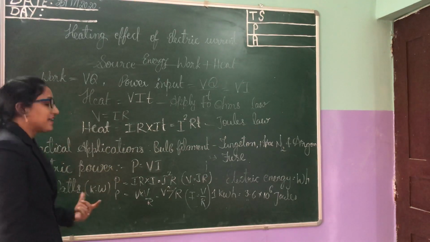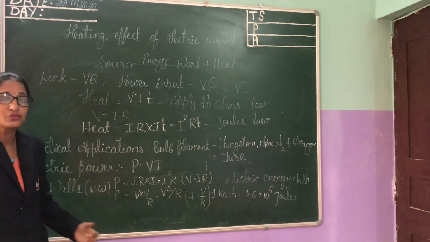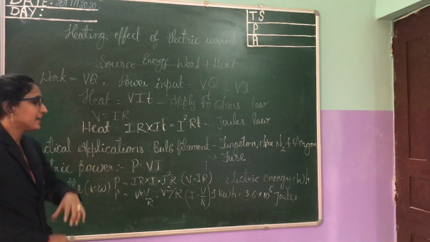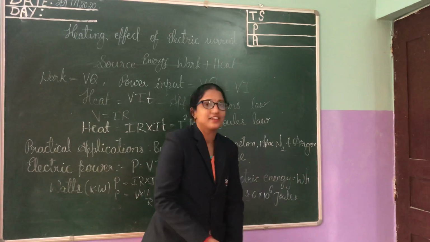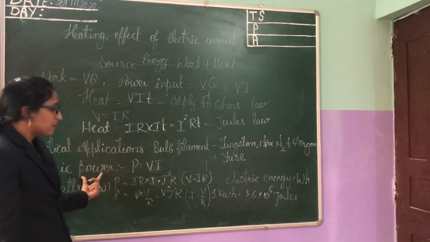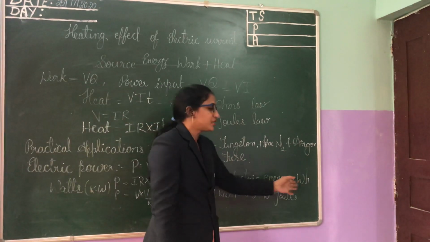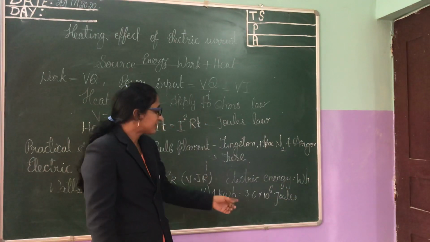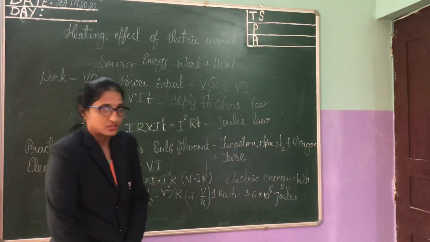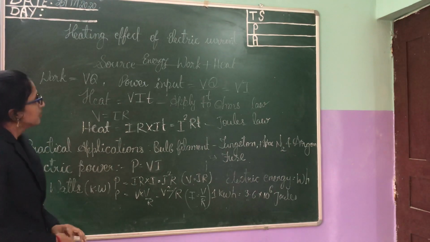Electric power units are watts. Watt is a very small unit, so normally we measure power in kilowatts. And the next one is electric energy. Electric energy is nothing but the product of electric power and time. So the electric energy units are watt hours. So 1 kilowatt hour is equal to 3.6 into 10 to the power of 6 joules. So that is electric energy units. That's it.